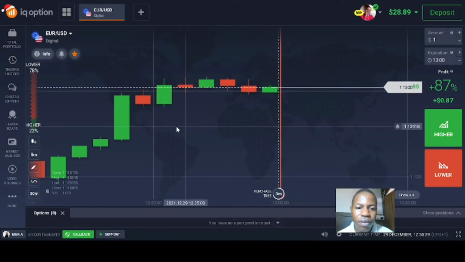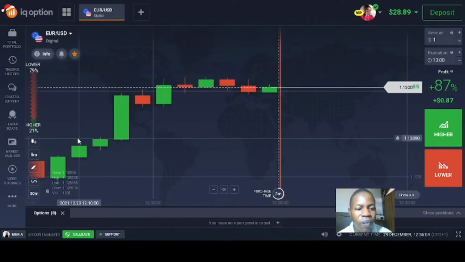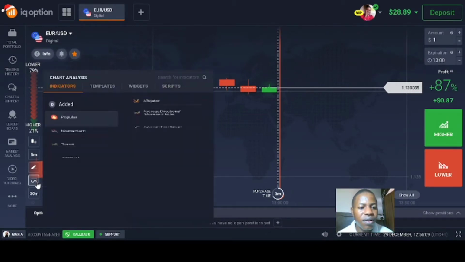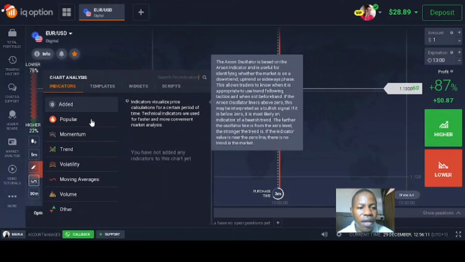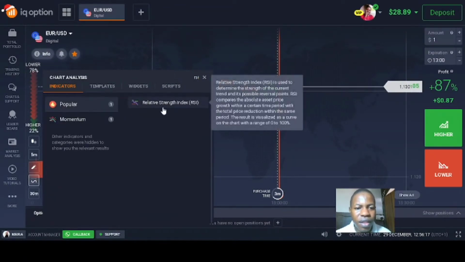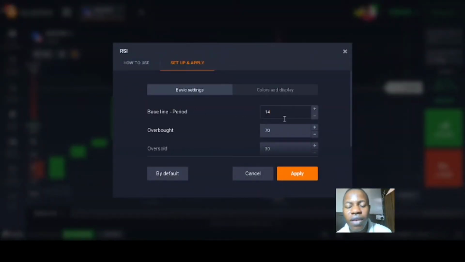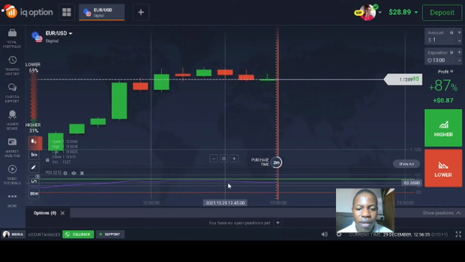Okay, so let's quickly add our indicators. We need only one indicator for this trade. So we'll add RSI, relative strength index. That is just the indicator that we require for this trading. So the period will be 21, overbought 80 and oversold 20. So we apply. Now this is RSI.